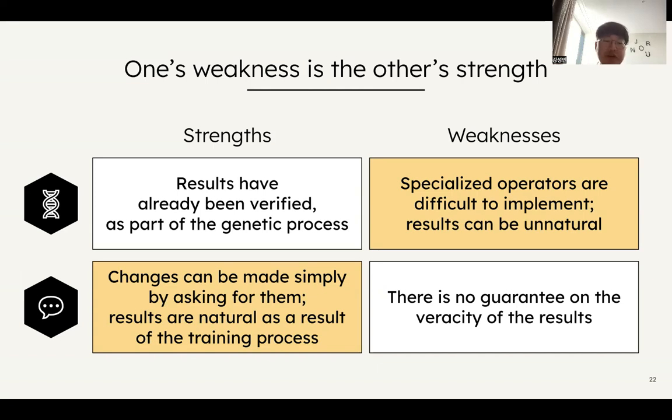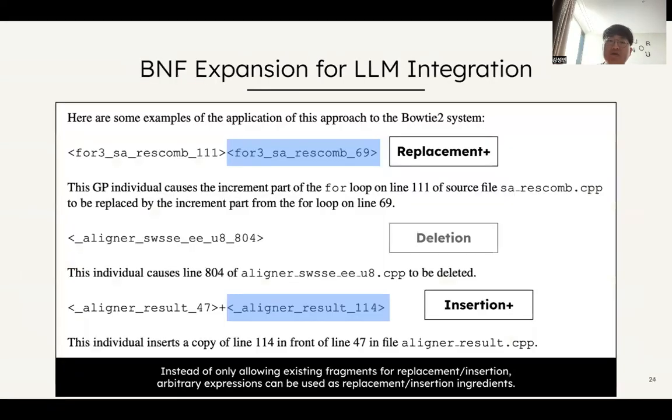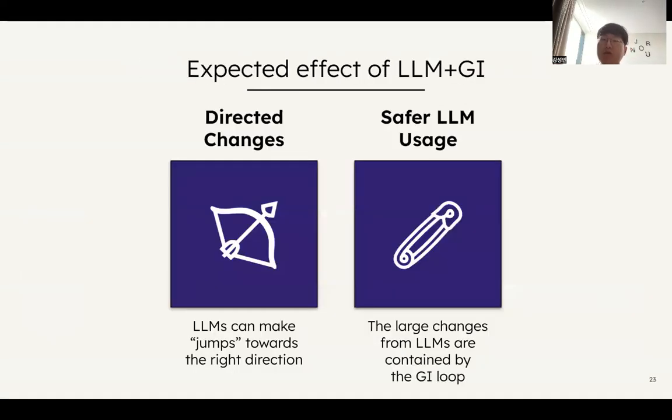But if we imagine a large language model output that went through the genetic improvement process and survived, then we would have a lot more confidence in that output, as those results would have been verified as a part of the genetic process. And so as a result, I expect that by combining large language models and genetic improvement, both will benefit. First, by the possibility of directed changes where large language models would make jumps towards the right direction. And at the same time, we would allow for safer large language model usage, as the large and potentially destructive changes from large language models are contained by the genetic improvement loop.